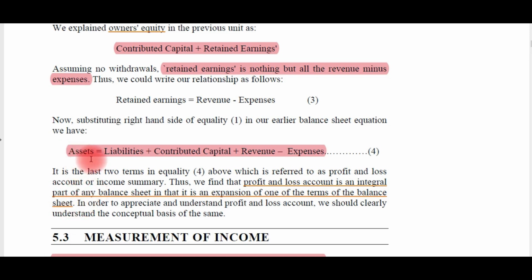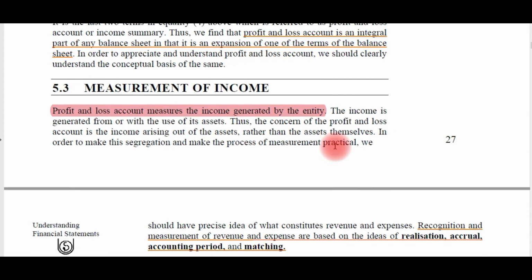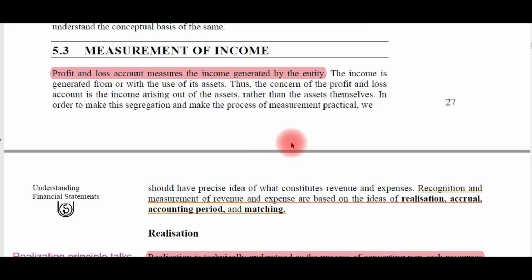So this balance sheet equation, assets equal liabilities plus owner's equity, is expanded to contributed capital plus revenues minus expenses. These last two terms, revenues and expenses, which are part of the profit and loss account, are therefore also affecting the balance sheet. Now, how do we measure the income? Net income is nothing but profit. How to measure profit? In order to understand profit, we have to understand revenues and expenses first.